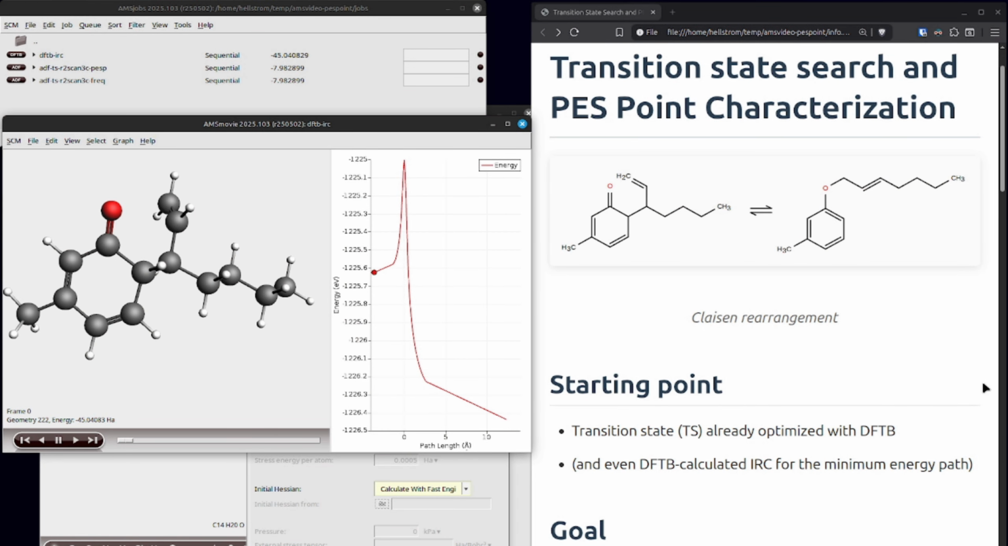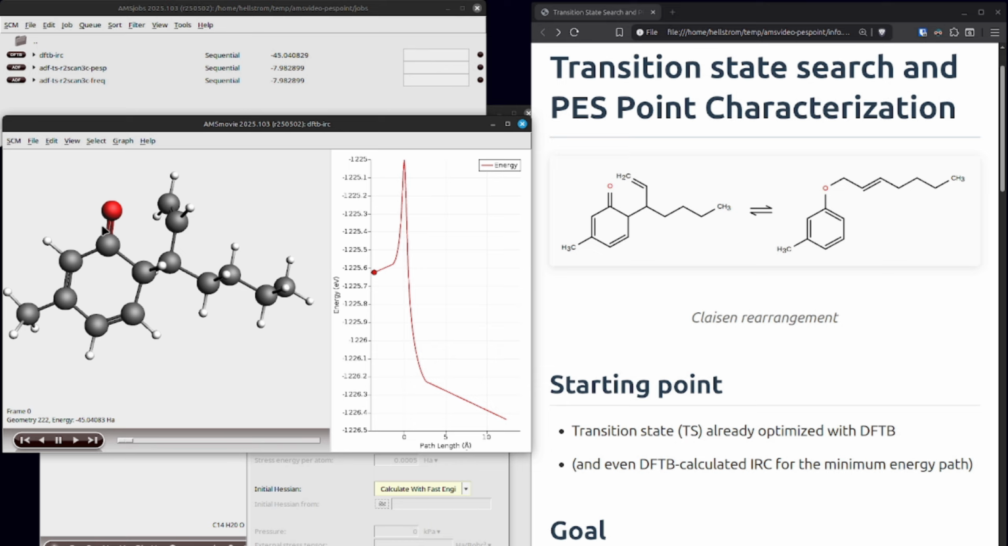In this video, I'll demonstrate how to use the PESPointCharacterization feature in the AMS driver to verify that your transition state searches are successful and that you actually end up at the transition states. And as a starting point for this demonstration, I've already optimized the transition state with DFTB for this reaction up here. So what we have is a Claisen rearrangement, and I can show you the results of this here.